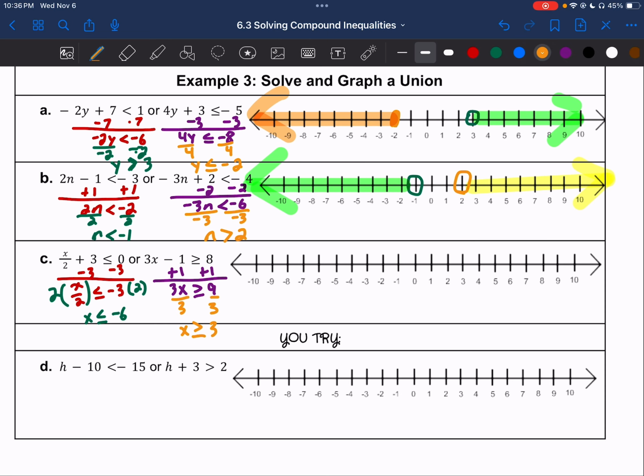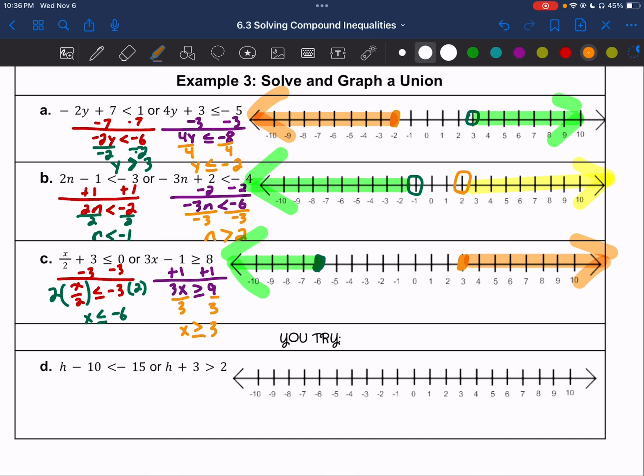So we're going to have a closed dot at negative 6. And we are going to shade to the left because it's x is less than or equal to negative 6. And we have a closed dot again at positive 3. And we are saying that we are greater than or equal to positive 3. And so we have that set up.